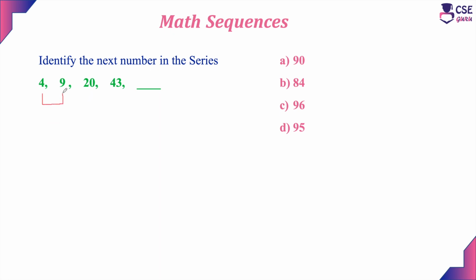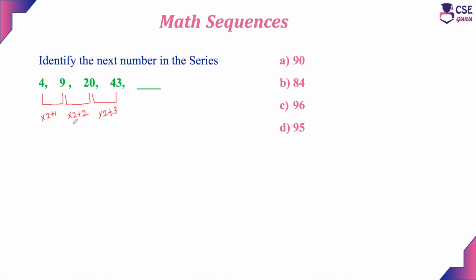The difference between the first and second term may be in multiplicative form. So 4 into 2, 8, plus 1. So this is into 2 plus 1. Next, the difference between the second and third term: 9 into 2, 18, plus 2 is 20. So into 2 plus 2. And the difference between the third and the fourth term is into 2 plus 3: 20 into 2, 40, plus 3. So into 2 plus 3.